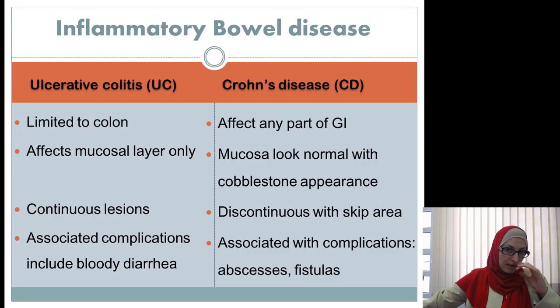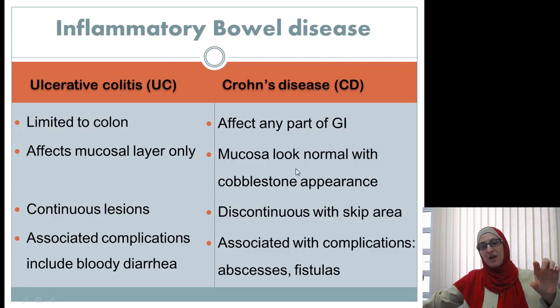What's the difference between inflammatory bowel disease, ulcerative colitis and Crohn's disease? As I said earlier, Crohn's would affect any part of the GI, while ulcerative colitis is more limited to the colon. In ulcerative colitis, only the mucosal layer is affected. However, in Crohn's disease, the mucosa would look normal, but there's a thickening in the layers of the mucosa that would make it look like a cobblestone with a rough surface, as we will see in the coming slides. And ulcerative colitis affects the whole colon.